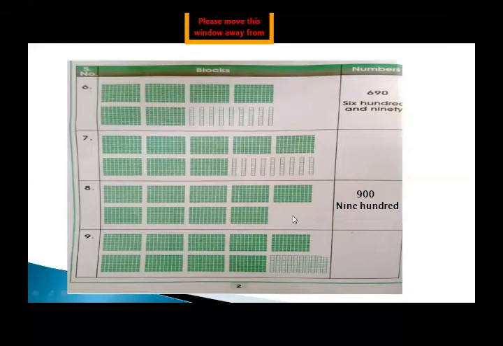Here you see that no columns of tens and units are given here. Only 9 boxes of hundreds are given here. So you will write 900 here, and in words 900. In this way you will solve this exercise. Okay. Hope you all understand. If you have any question regarding this exercise, you will ask me in the chat box.